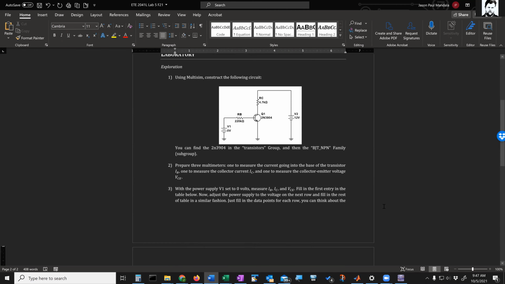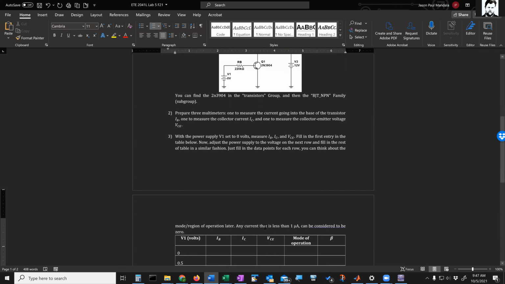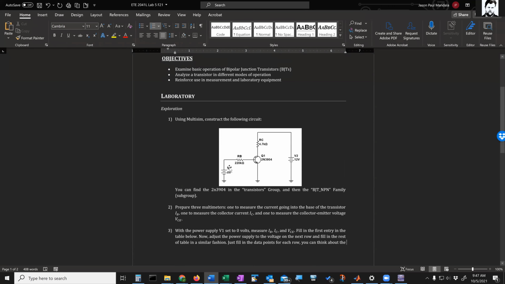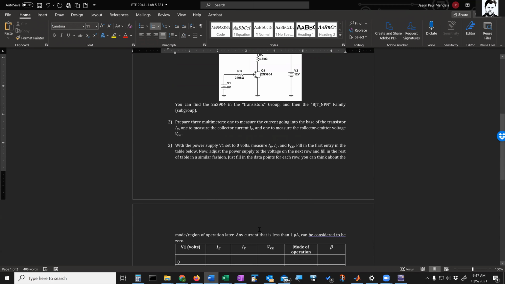All right. So I think that's all for this lab here. So this is just to give you a feel for how the BJT operates as I change some parameters. All right, so we'll call it a day here.